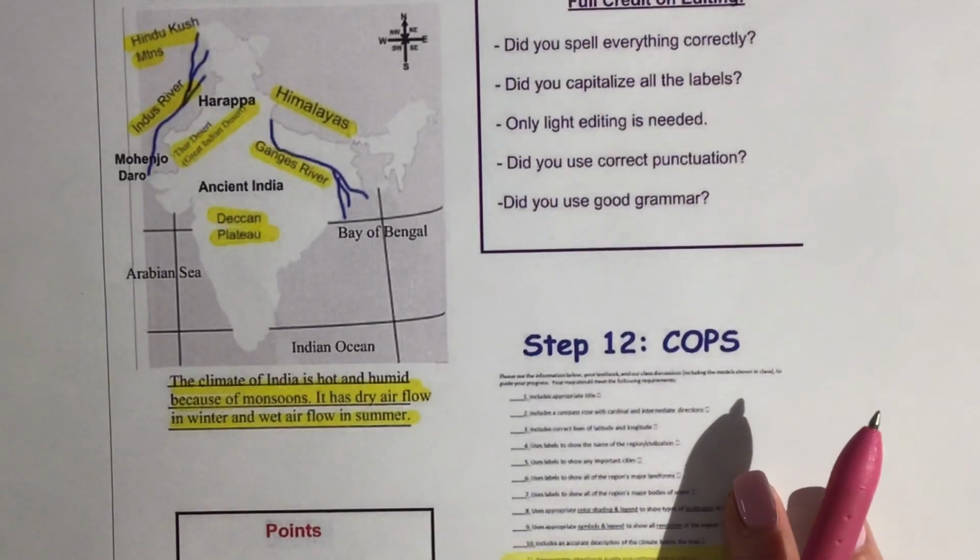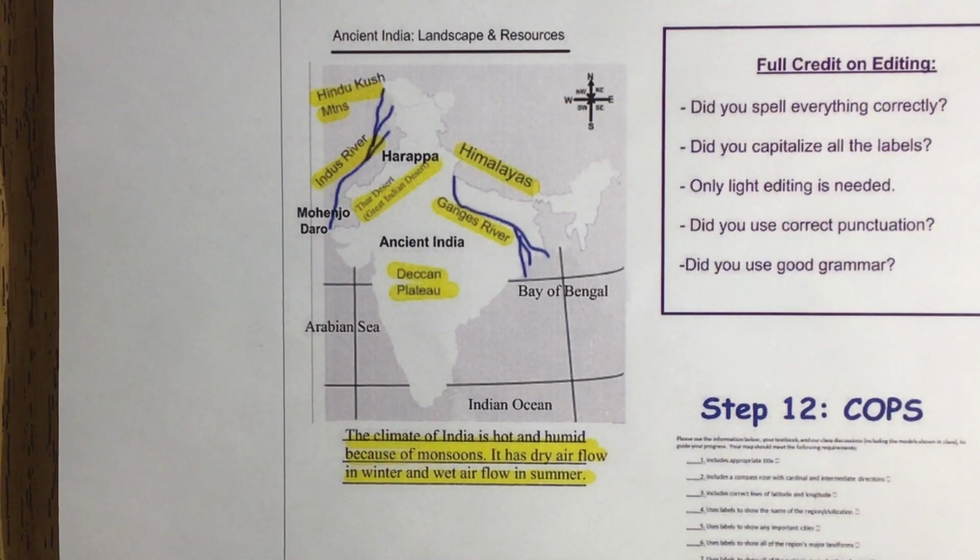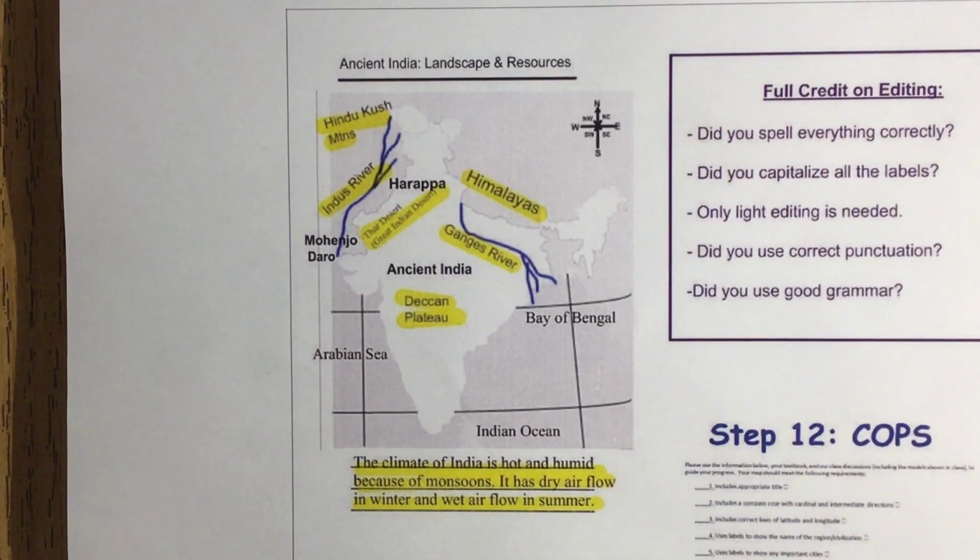Step 12, capitalization, punctuation, spelling. I'm going to leave this here on the screen, or if you're watching this as a video, you're going to want to pause it. Pretty much the rule here is almost everything on a map is a proper noun, so you're going to want it to start with a capital letter. Every word in the title should start with a capital letter. Every landform that you labeled, every city, every ocean, the letters on the compass rose, the latitude, longitude should be a capital letter. And then check your climate. The sentence for climate should start with a capital letter and have punctuation.